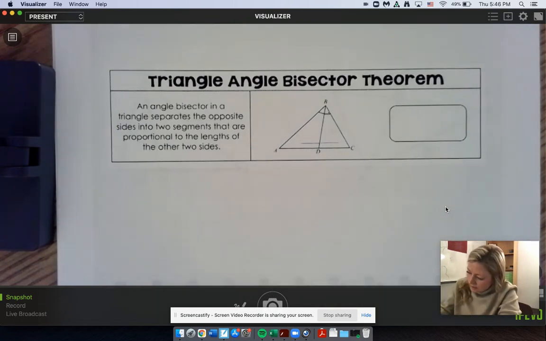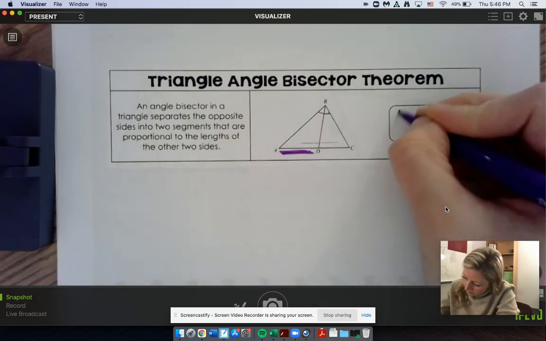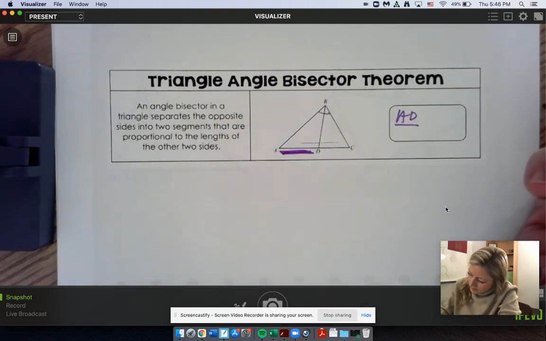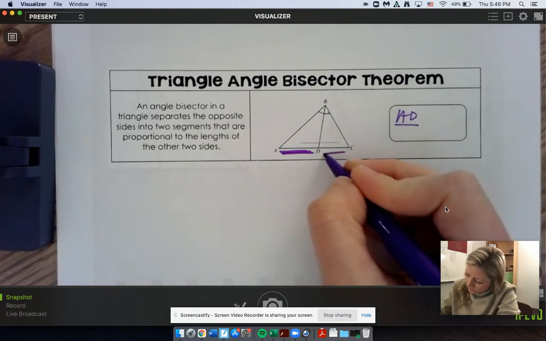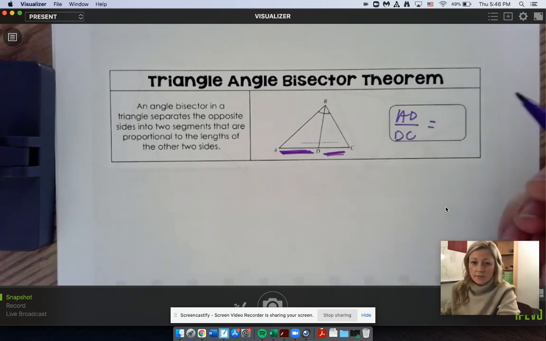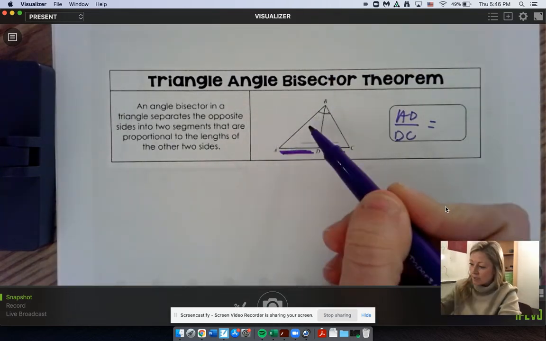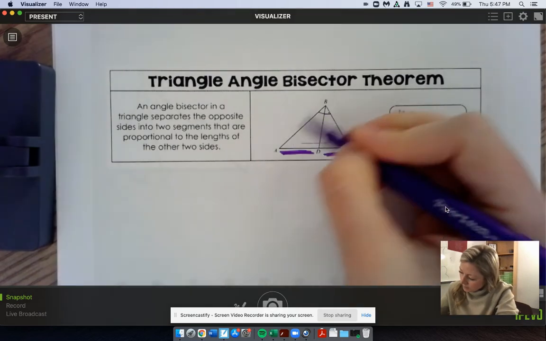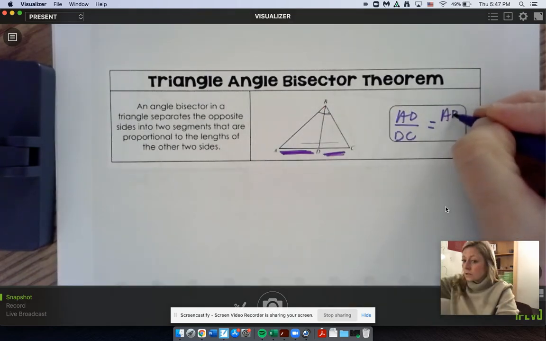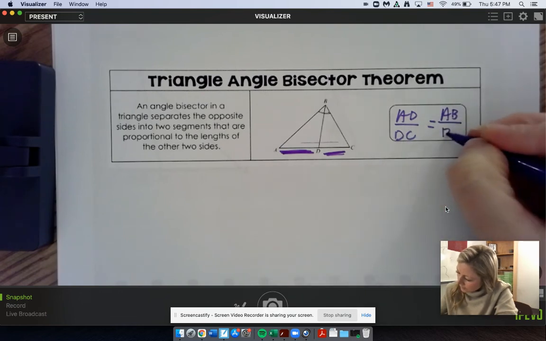So what we can write is this chunk here, AD over DC, because that's the part it would match, is equal to, come back to the side of the triangle you started with. So since I started on the left side, I'm going to come back to the left side. So AB over the other whole side, BC. That is an ugly B.